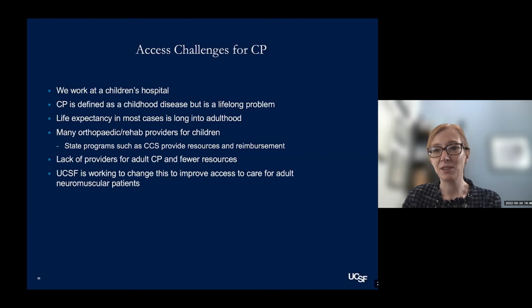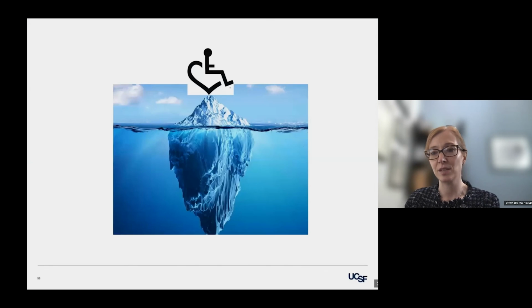And UCSF is working on that, and we're developing an adult spasticity clinic that is still in its early phases, but is growing. So that is just the tip of the iceberg when it comes to orthopedic management of cerebral palsy. But thank you for your attention.